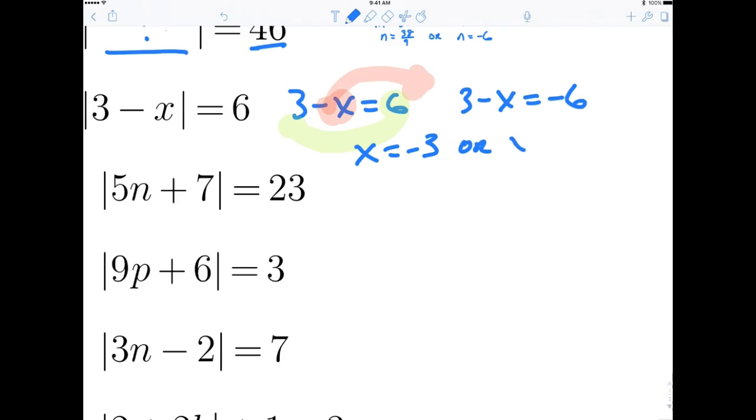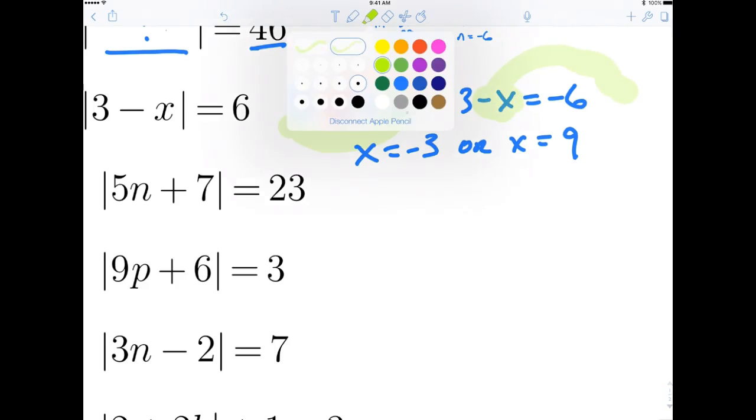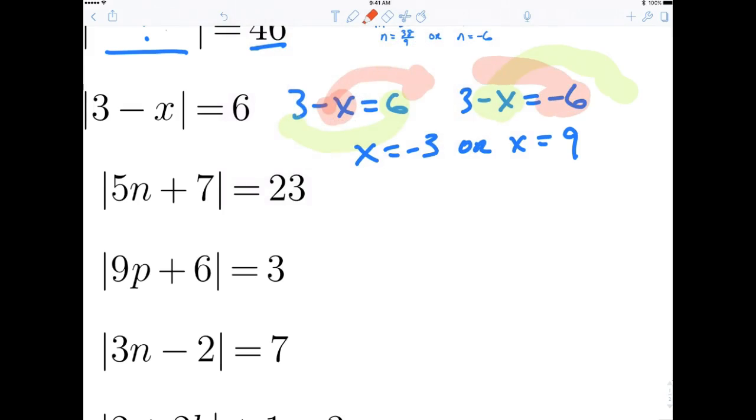Or x equals 9. Again, you're practicing your mental math. I'm moving the -x over, and then I'm moving the -6 over. Anybody have any questions with that? All right, now everybody write down the next problem and see if you can solve it all by yourself.